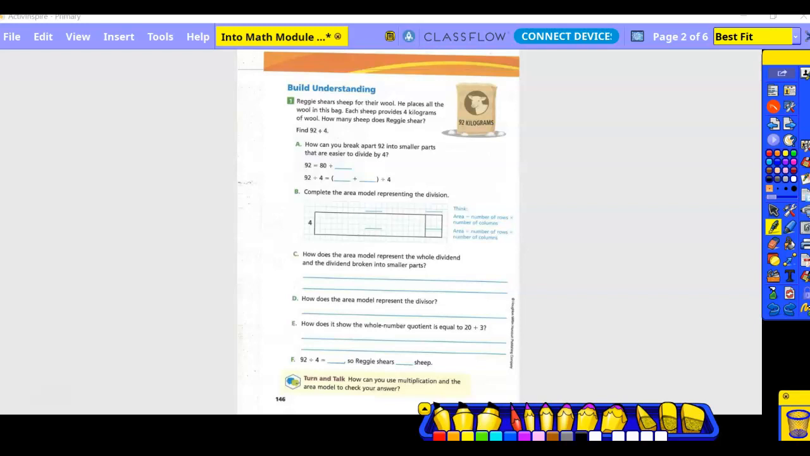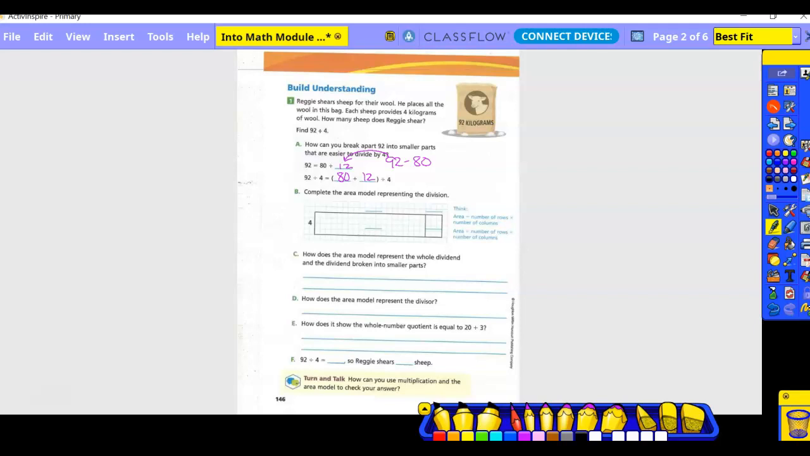Okay, so they said 80. All right, what would 92 minus 80 be? 12. So 92 minus 80, and my answer goes right here, which is 12. So they said 80 and 12. So 80 plus 12 gives you 92.